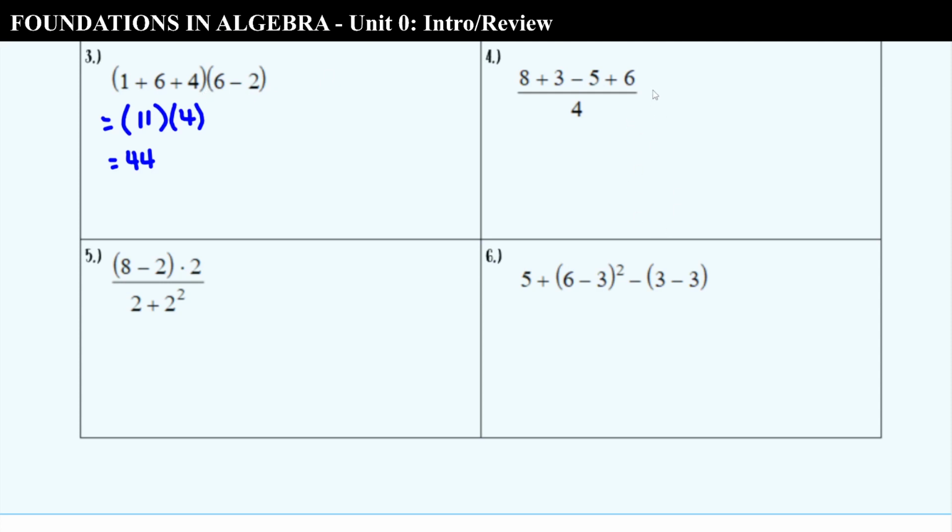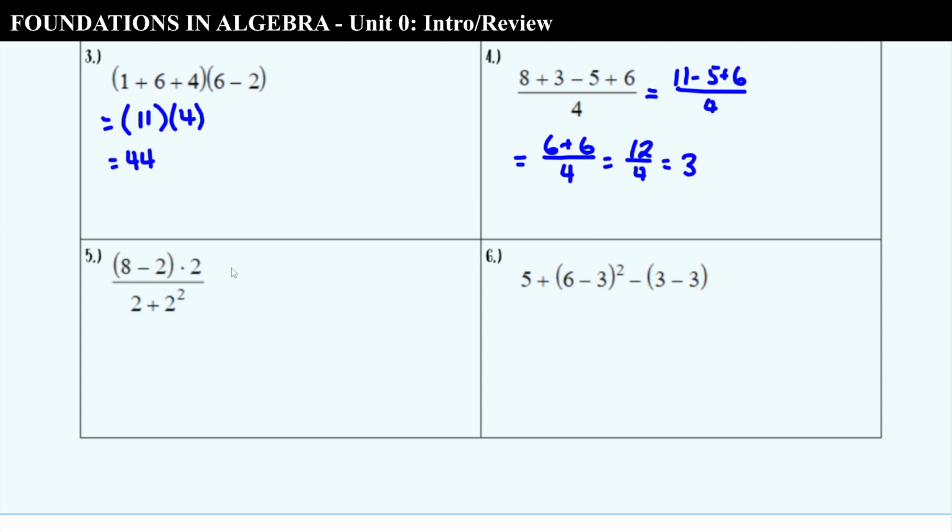Remember, when you have two parentheses sitting next to each other, what you're doing is multiplying. All right, for number 4, we're going to take care of the top first. So 8 plus 3 is 11. We're going to go from left to right. I'm going to show you these steps one by one. 11 minus 5 gives us 6. 6 plus 6 gives us 12. And then 12 divided by 4 gives us 3.